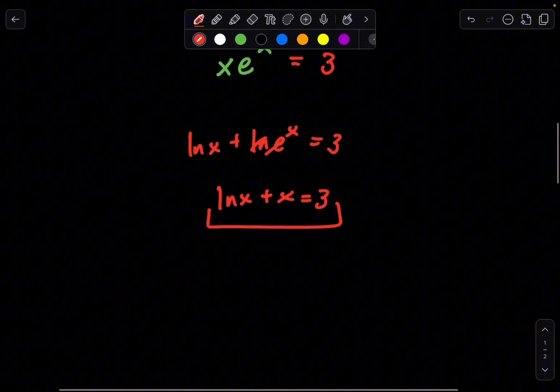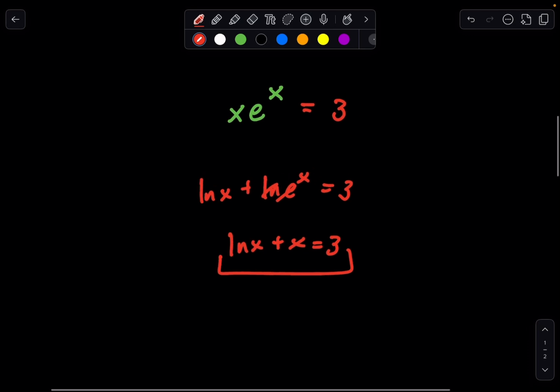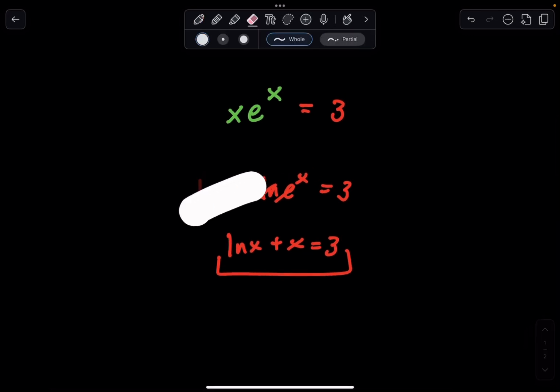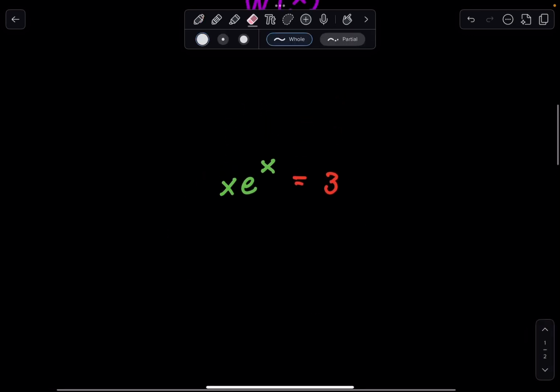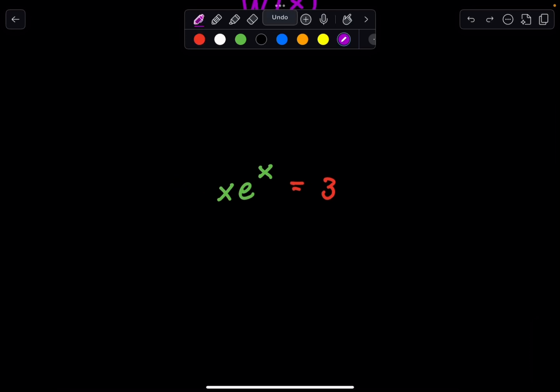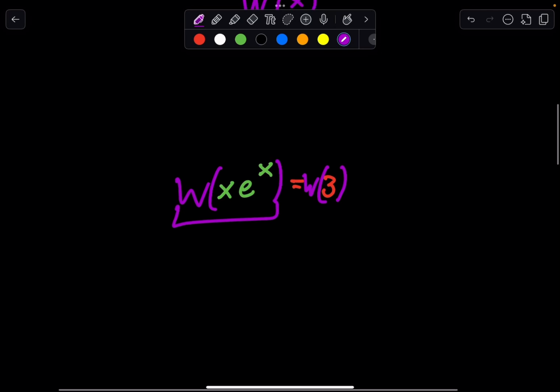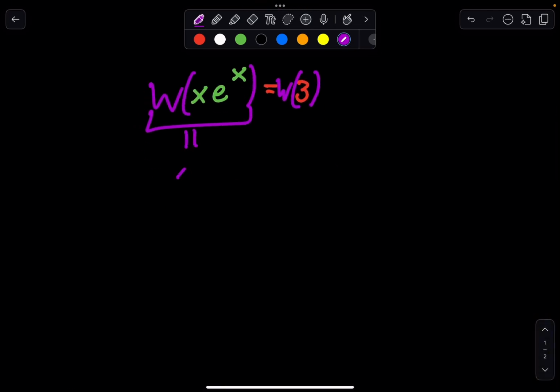You'll never be able to truly solve for x purely algebraically, which is why a guy named Lambert decided to create a function that's really handy, and it's called the Lambert W function. It's super handy because it allows us to apply it in this scenario on both sides, and it's defined as the inverse of x times e to the x. Now, what this means is it's going to output x.